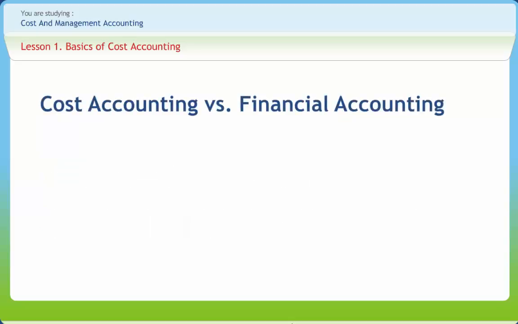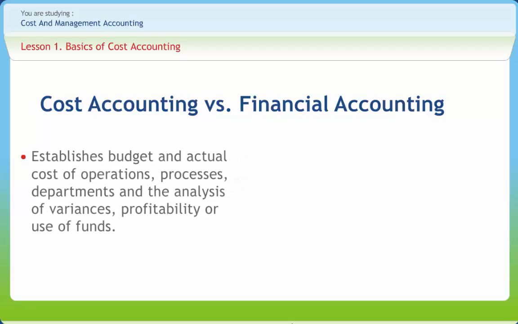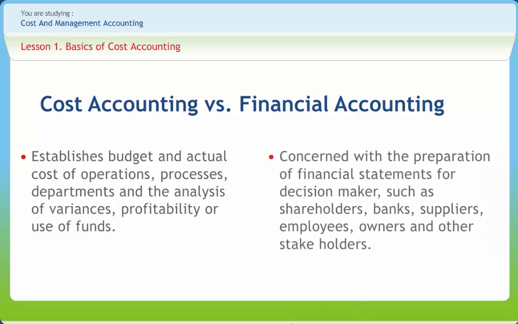What is the difference between cost accounting and financial accounting? Cost accounting establishes budget and actual cost of operations, processes, departments, and the analysis of variances, profitability, or use of funds. Cost accounting is used to support decision-making to cut companies' costs, while financial accounting is concerned with the preparation of financial statements for decision-makers such as shareholders, banks, suppliers, employees, owners, and other stakeholders.